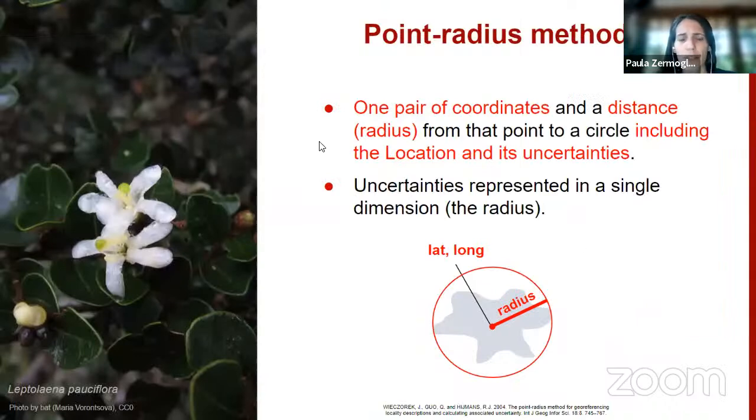Now, there is another method, which is the one that we're going to focus on during this course, that is the point radius method. The point radius method provides a pair of coordinates and a distance, that is a radius, from that point to the circle that includes all the location and its uncertainties. The characteristic of this method is that, aside from providing a pair of coordinates, the uncertainties are represented in a single dimension with a single value, that is the radius.